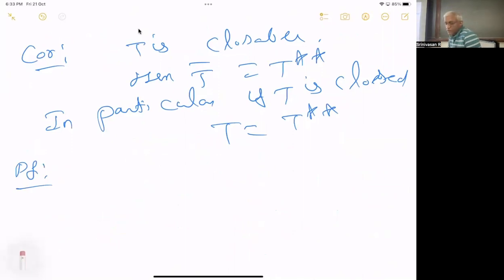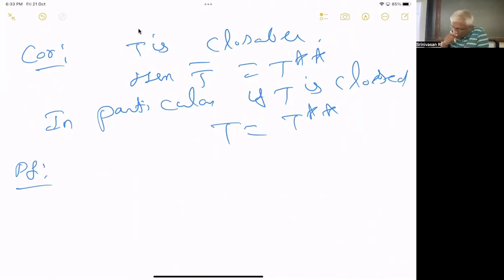So T is closable, so we know that T double star exists. We have proved that T star is densely defined. That means T double star exists, which is the star of T star. And that contains T, and it's a closed operator containing T. So we only have to prove that T double star actually coincides with T. I mean, the graph of T double star is exactly the closure of the graph of T. That's what you have to prove.